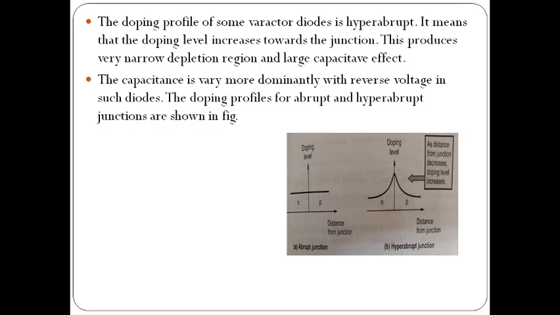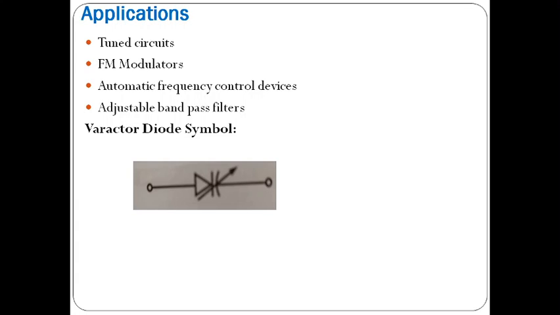Here we can observe the doping profiles for abrupt and hyper-abrupt junctions. In the abrupt, it is constant through the diode. In the hyper-abrupt, it is more at the junction and it decreases towards the P region and N region, moving from the junction to the P region and N region.